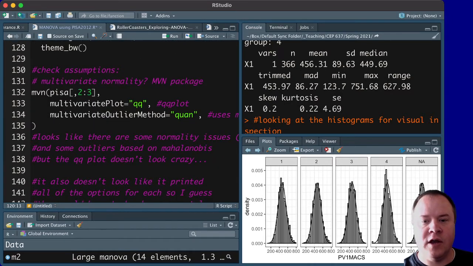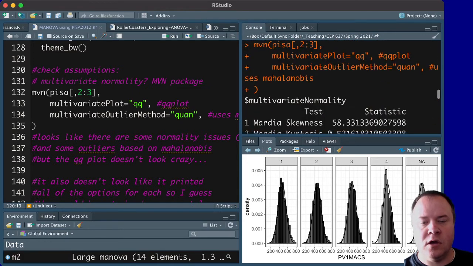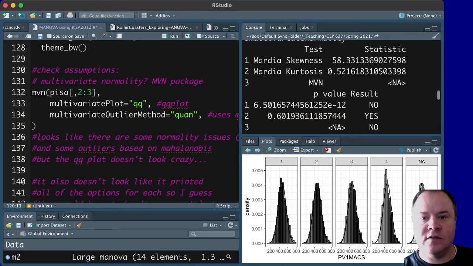So if we look at multivariate normality, using the MVN function, we see that the skewness definitely is telling us that there are some issues with skewness. But when it comes to kurtosis, there's not. So apparently at the multivariate level, we see that there are some skewness issues. However, it's important to point out that the high number of students in this test has an impact on these tests because they are fairly sensitive to high sample size.